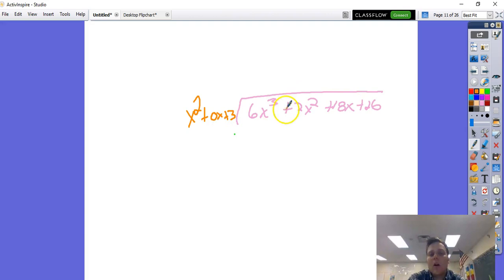Now, what is the first term always? Divide the first by the first. So 6x cubed by x squared. Okay. So we're going to do that, and we get just 6x. We had 3 terms, so we go 3 terms deep, so 6x. Next up is to multiply. 6x times x squared is 6x cubed. 6x times 0x is 0x squared.